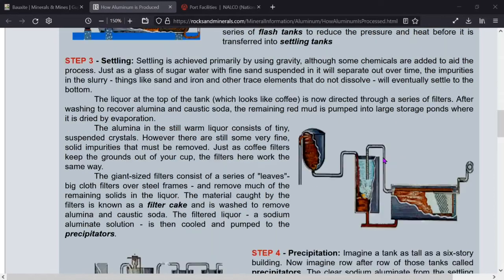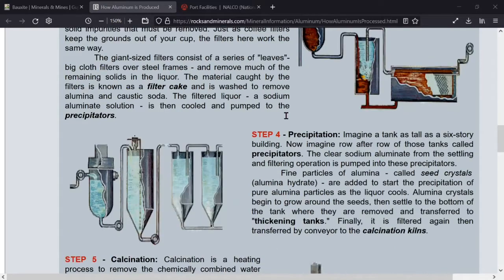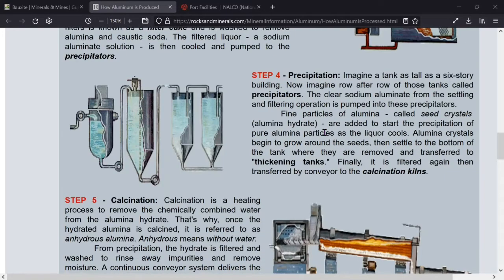From sodium aluminate, you will go for settling tanks. From the settling tank, again, the impurities will be removed. Oxide of iron and silica will get removed. And then you will have these precipitators. In precipitators, basically you will be getting aluminium hydroxide. Aluminium hydroxide would be precipitated out by adding, can you see this, alumina seed crystals.